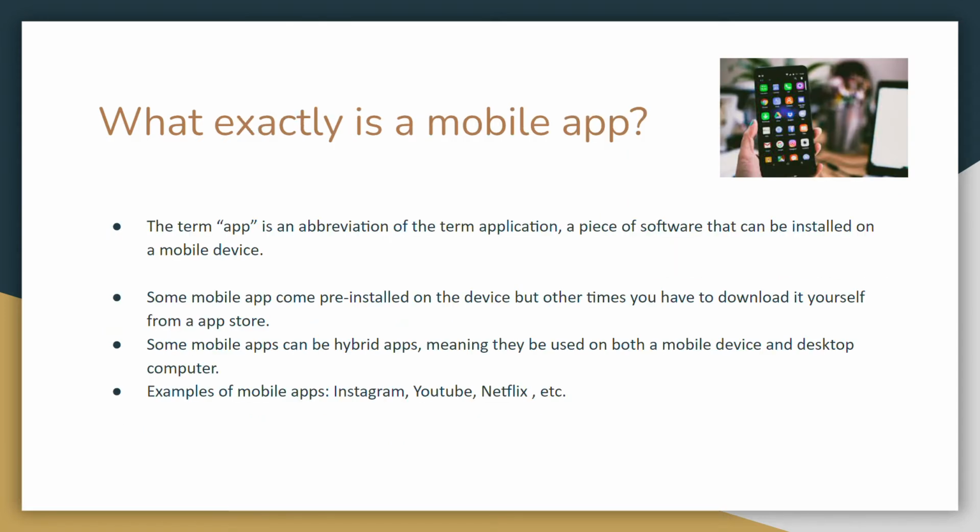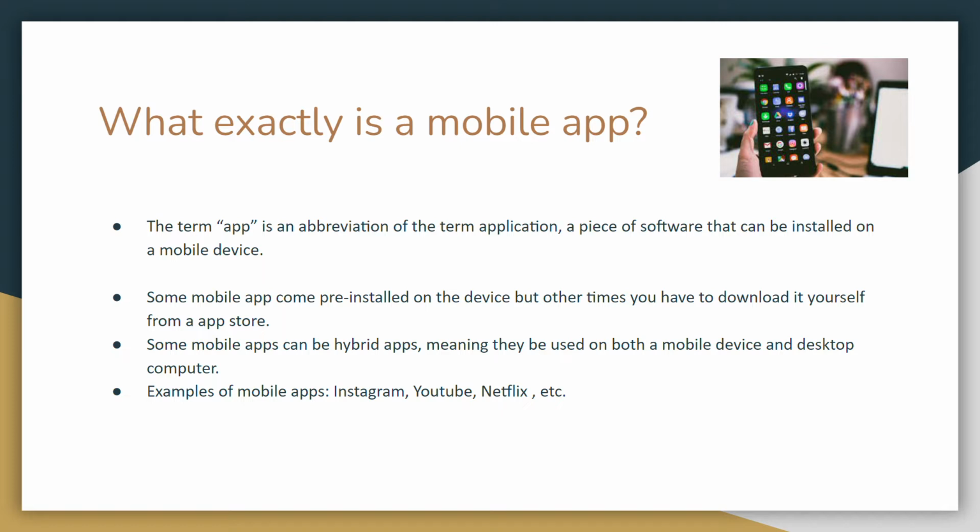Now, to start off with, what exactly is a mobile app? The term app is an abbreviation of the term application, a piece of software that can be installed on a mobile device. Some mobile apps come pre-installed on the device, but other times you have to download it yourself from an app store, like the Google Play Store, as an example.